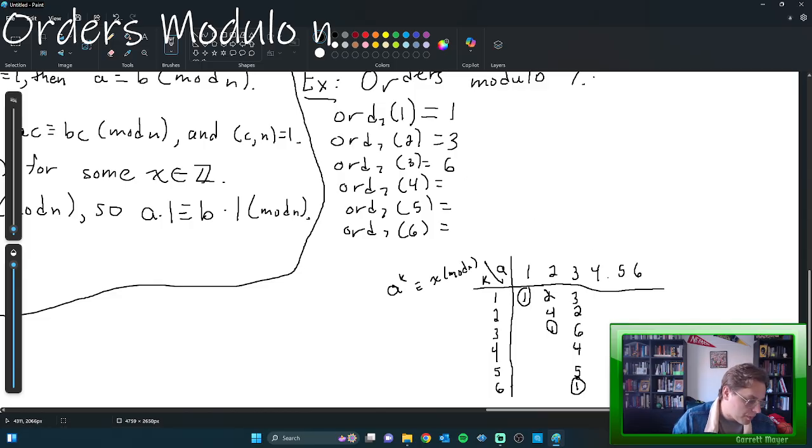Up next, we have 4. 4 to the power of 1 obviously is just 4 again. 4 to the power of 2 is 16, but 16 is 2 larger than 14, so that reduces to 2 mod 7. And then next, 2 times 4 would be congruent to 4 to the power of 3 modulo 7. So 2 times 4 is 8. 8 is 1 larger than 7, so that number would be congruent to 1 modulo 7. So that gives us the order of 4 is 3.